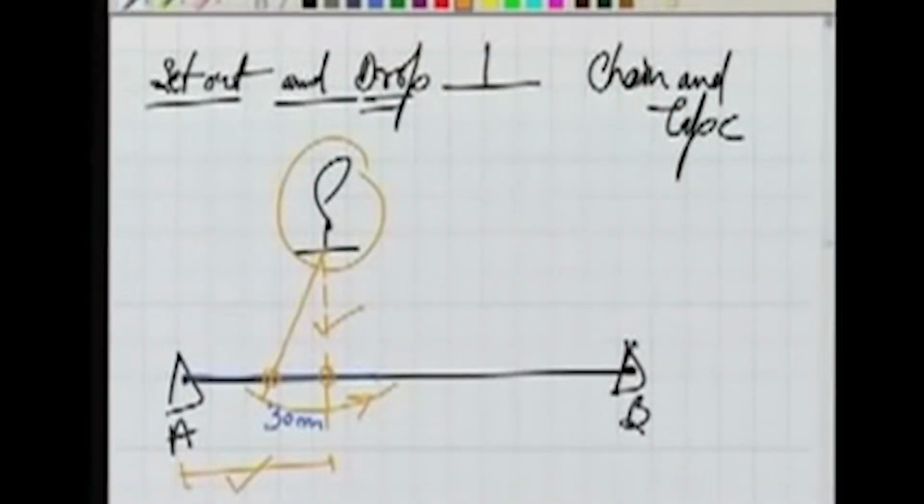So this is a very simple method, but it is not always possible that you can swing your tape. For example, let us say there are some trees here. Can you swing the tape? You can't, because there are some obstructions. You cannot swing the tape. If that is the case, then how to drop the perpendicular? This is basically dropping the perpendicular.